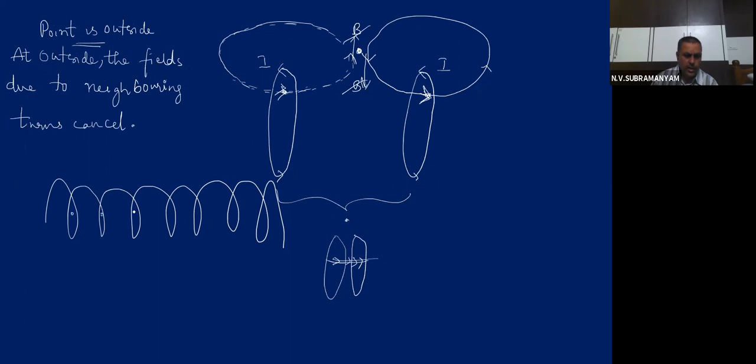These are all inside points. You see here, these are all what type of points? Inside the solenoid. For these inside points, the fields are going to be in the same direction. That means the field is going to be the same and approximately uniform. So same direction, same magnitude. That is a very important analysis.